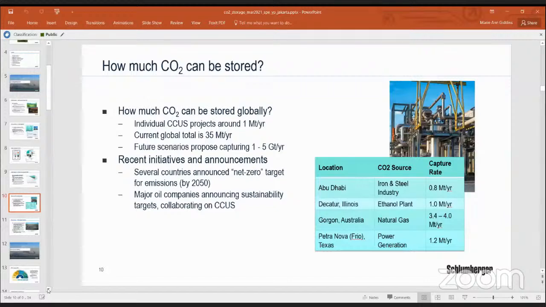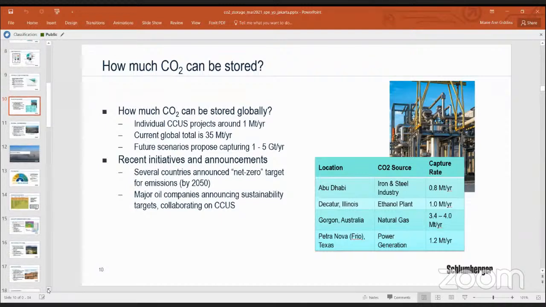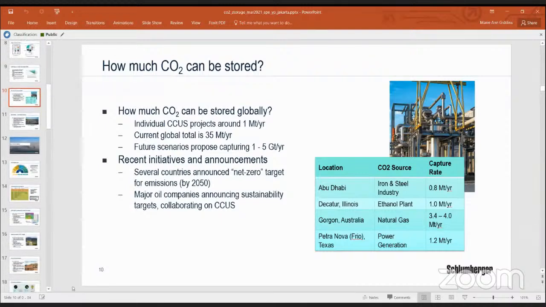Then we need to consider how much CO2 can actually be stored. What can we do? What's the capacity? And can we have an impact? At the moment, there are a few individual projects going on around the world, capturing about 1 megaton per year per project. The current global total is 35 megatons per year.